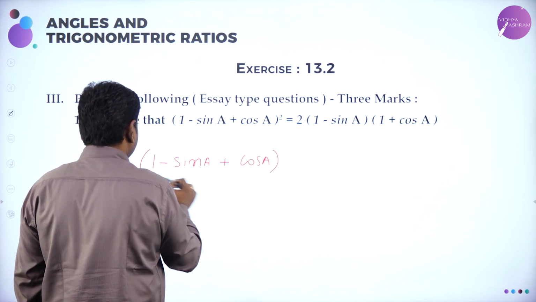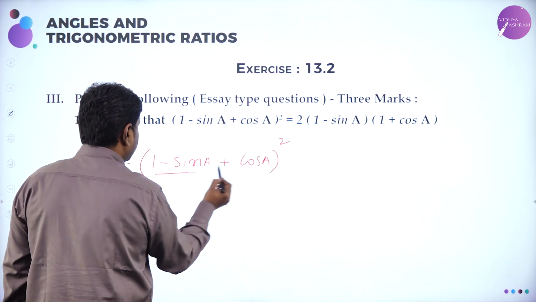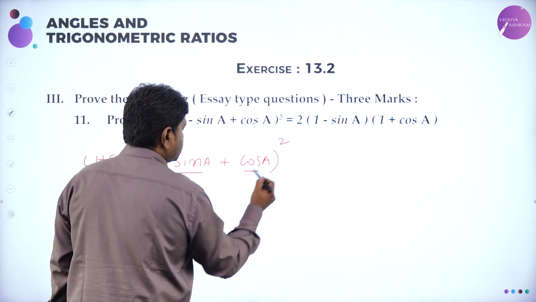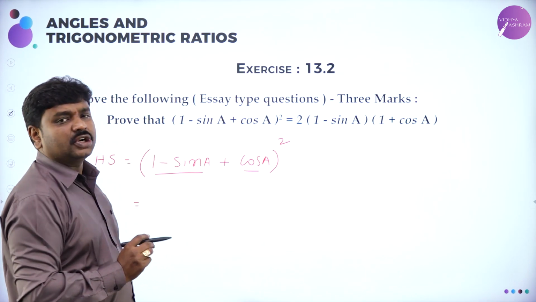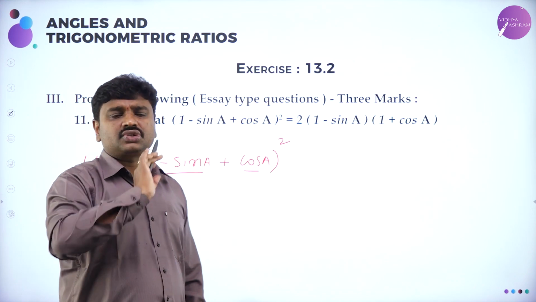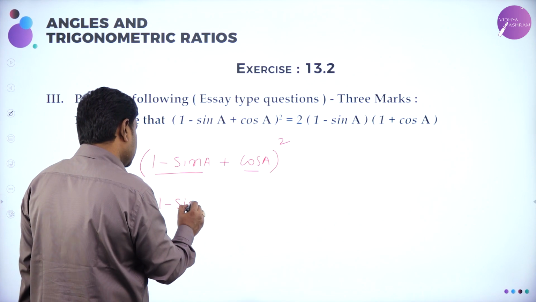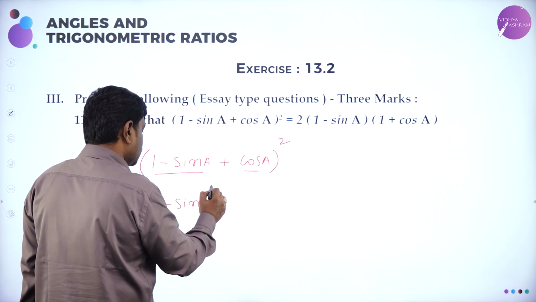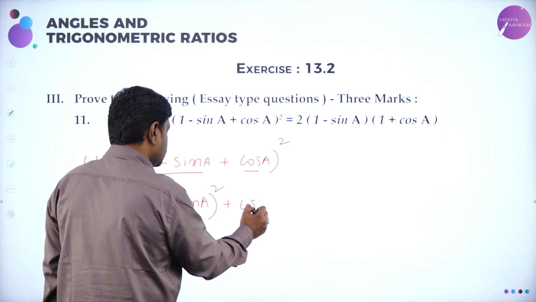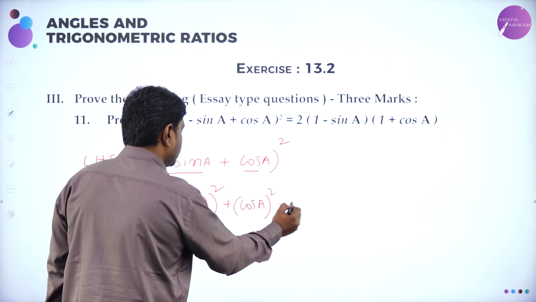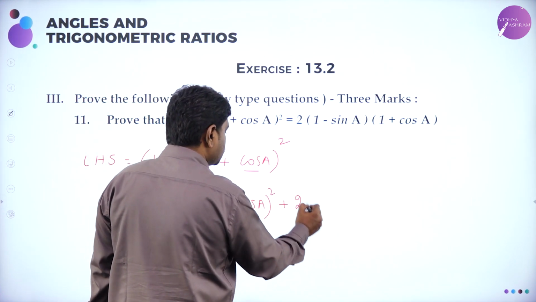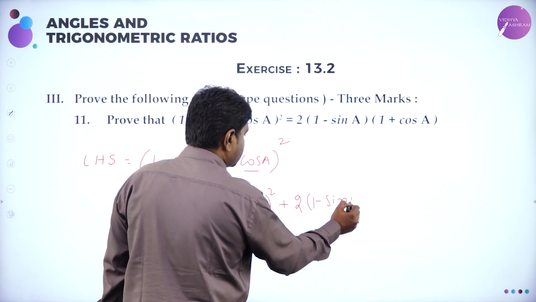So dear students, I'll apply A plus B the whole square. I'll treat 1 minus sin A as the first term and cos A as the other term. So what is A plus B the whole square? A square plus B square plus 2AB. Here A, I'll assume it as 1 minus sin A. So it will become 1 minus sin A the whole square plus cos A the whole square, A square plus B square plus 2AB. 2AB means what? 2 times 1 minus sin A into cos A.